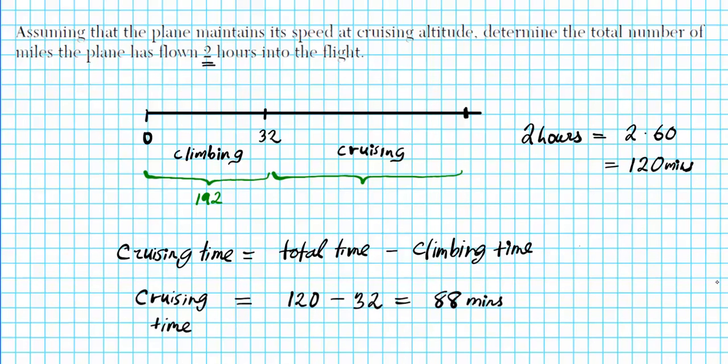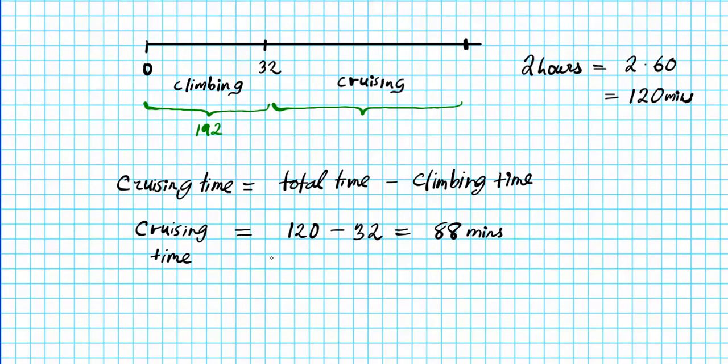We are going to have to find the cruising distance. Why are we looking for the cruising distance? Because we already know our climbing distance. Cruising distance plus climbing distance gives us the total distance, which is the answer to the question.